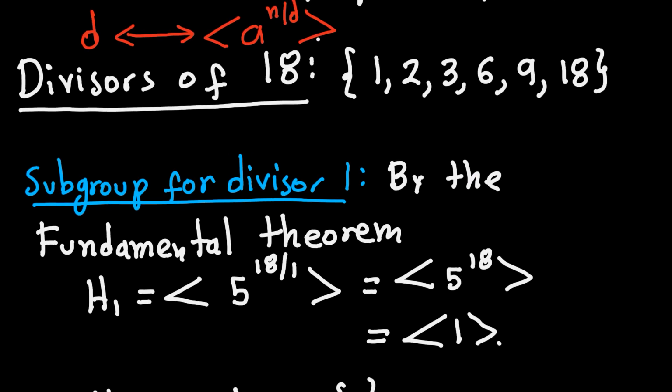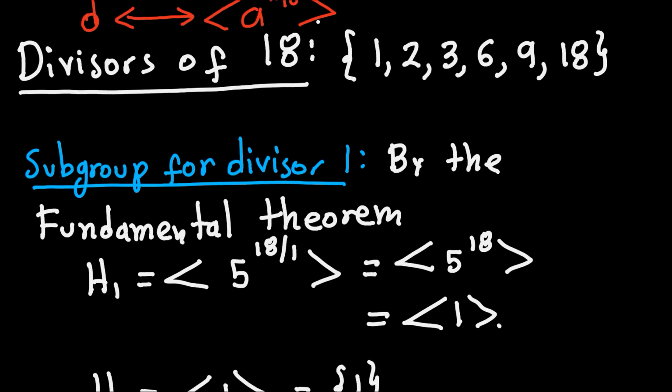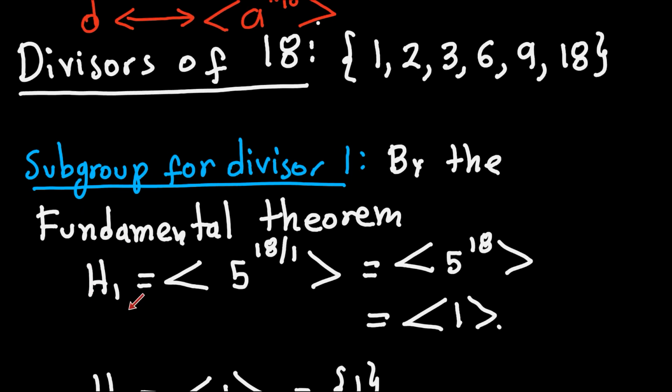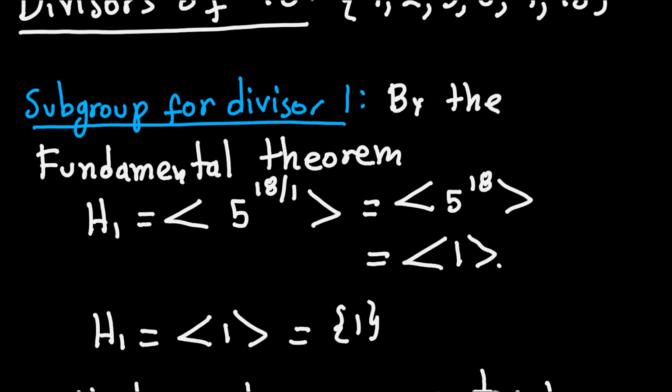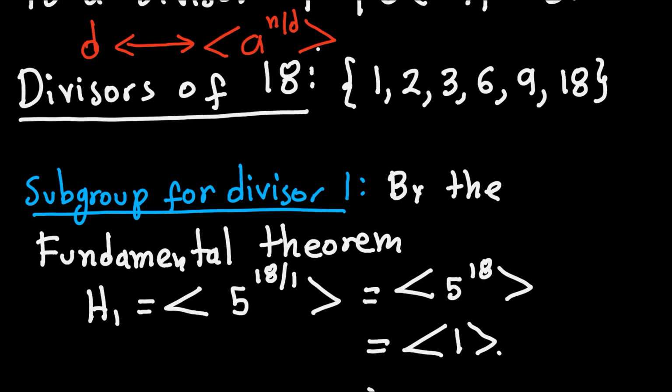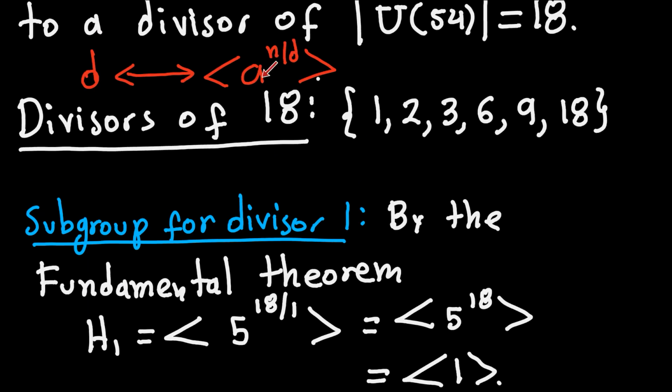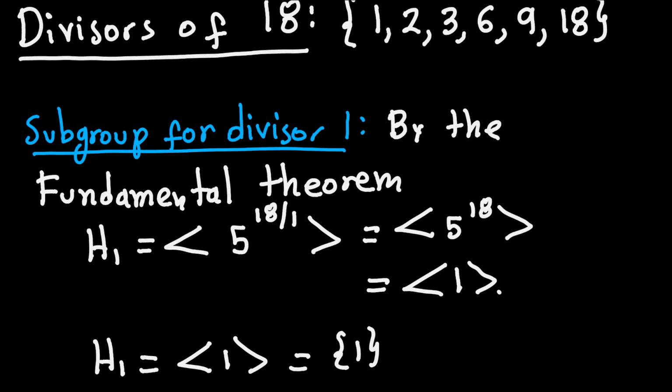So for number 1 here, the subgroup for divisor number 1, by the theorem, I'm going to call it H1. This is just a notation. H1 is going to be the one generated by A to the n divided by D. Remember, that is part of the theorem, the fundamental theorem of finite cyclic groups. So n here is 18, D is 1, that's the divisor. So it's the one generated by 5 to the 18.